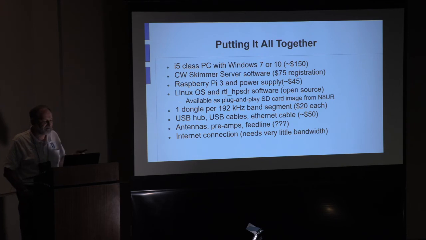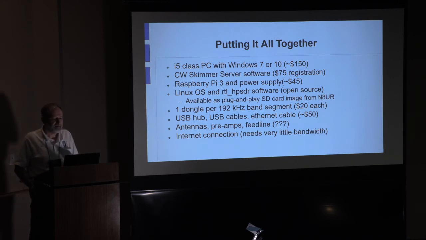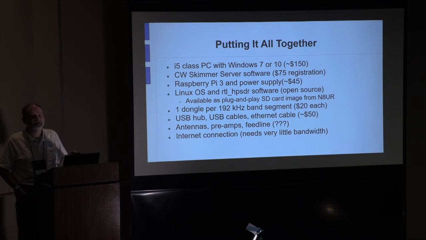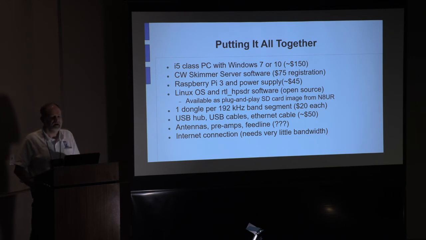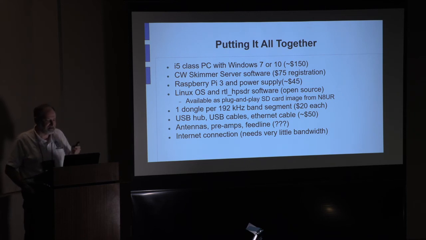So this is kind of what it takes to put one together. An i5 class PC seems to work really well. You need the CW Skimmer software. You need the Raspberry Pi. The Pi is running Linux and the RTL-SDR software, which are both open source. And I have an SD card image with all this stuff set up, ready to run on my website. So you can download that, burn it onto an SD card, and you are up and running with everything taken care of. And then you need some USB stuff and some antennas and preamps and feed lines and maybe filters, but you know, hey, that's what hams do.